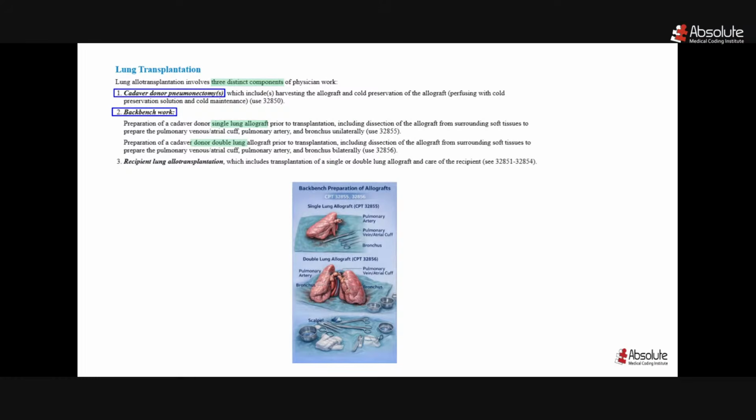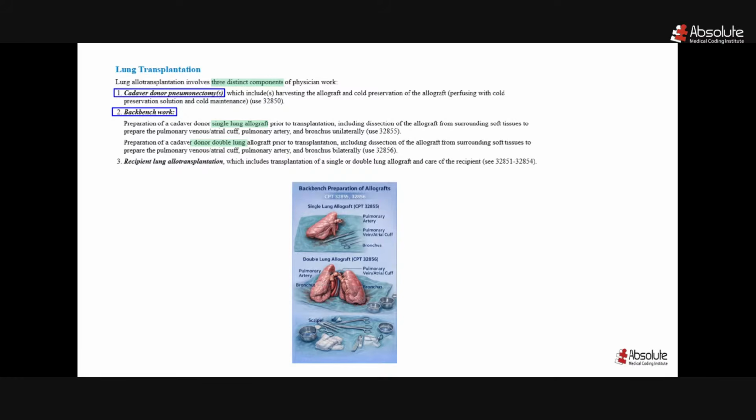Second component is the backbench work. This work happens outside the body before the lung is implanted. So if a single lung is prepared, you use 32855, and these codes include dissecting of the lung to prepare for the pulmonary venous or arterial cuff, pulmonary artery, and bronchus as well. So if only one lung is prepared, you will use 32855.